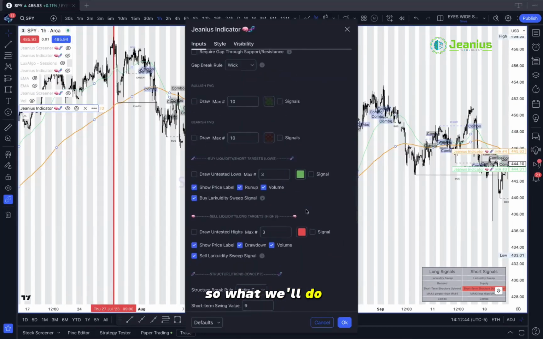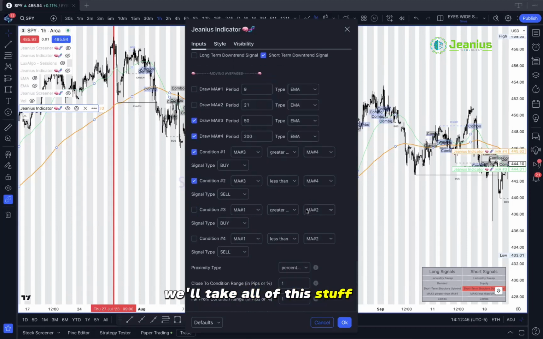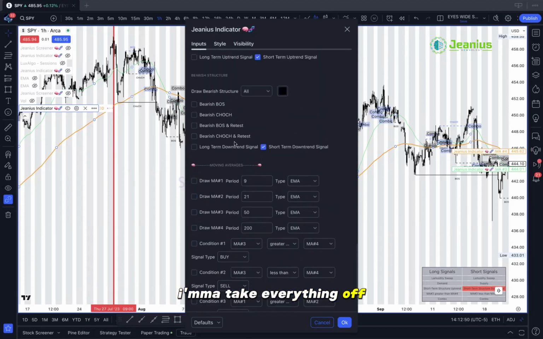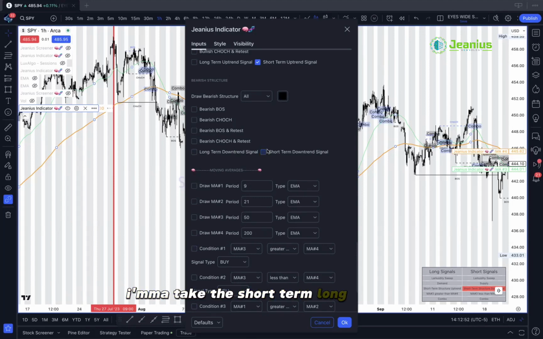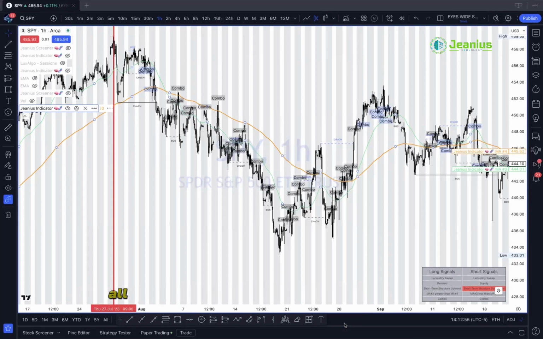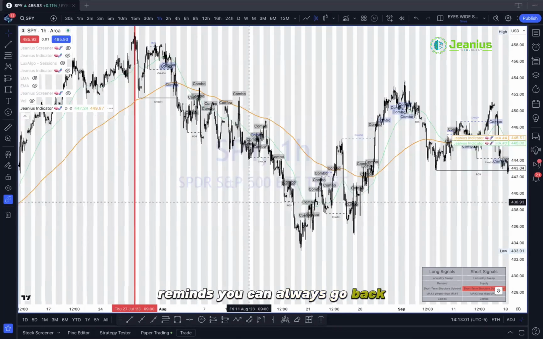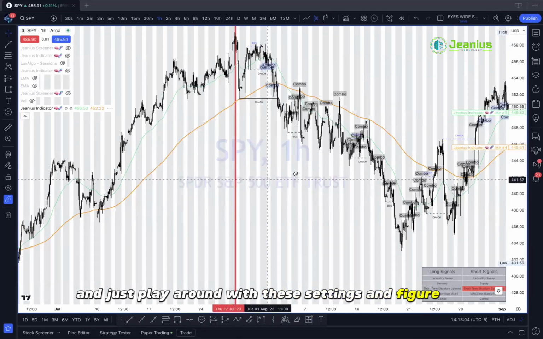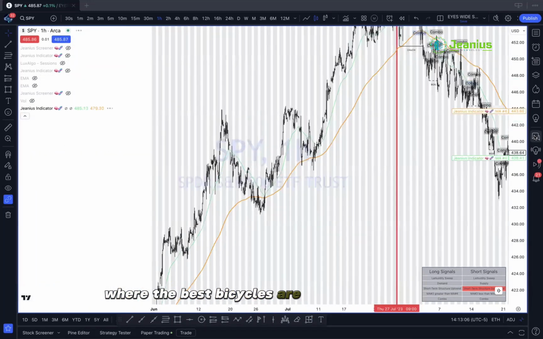So what we'll do is we'll take all of this stuff off. And this is just going to be my last example. I'm going to take everything off. I'm going to take the short-term long trend off. And I just want to see exactly where all of these signals are actually popping up at. And mind you, you can always go back and play around with these settings and figure out where the best buy signals are going to come in at.